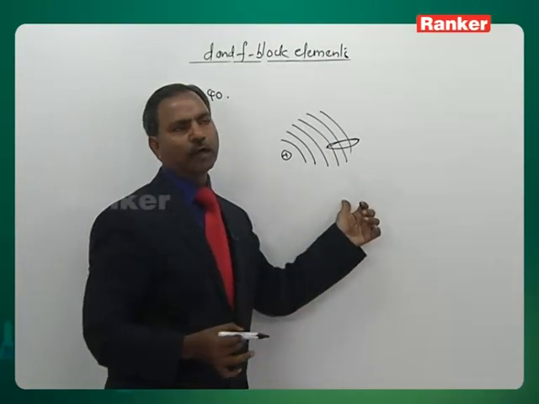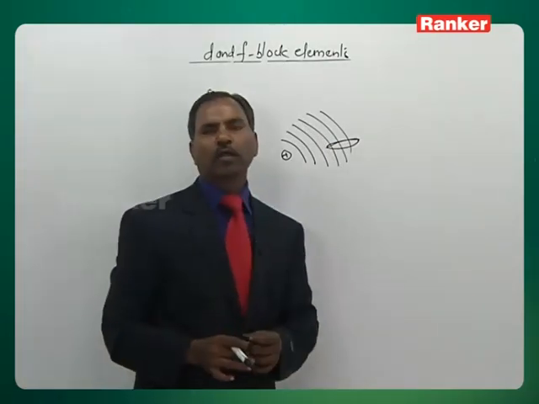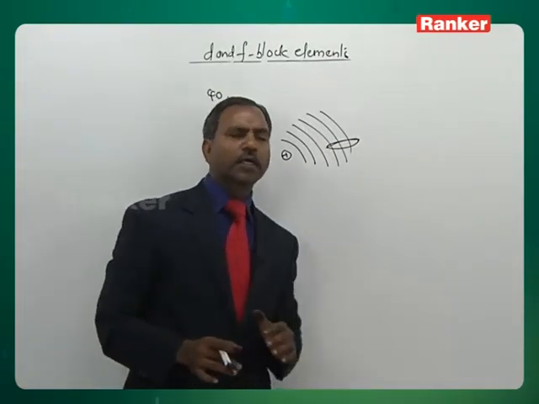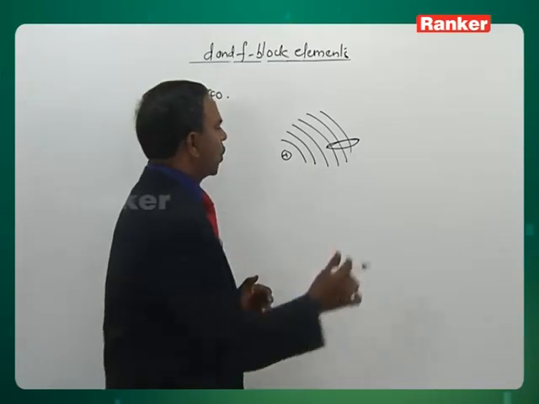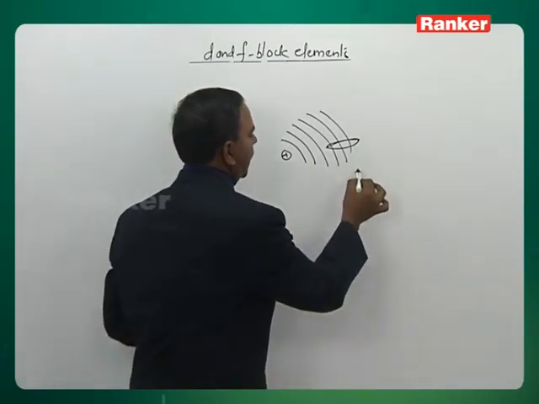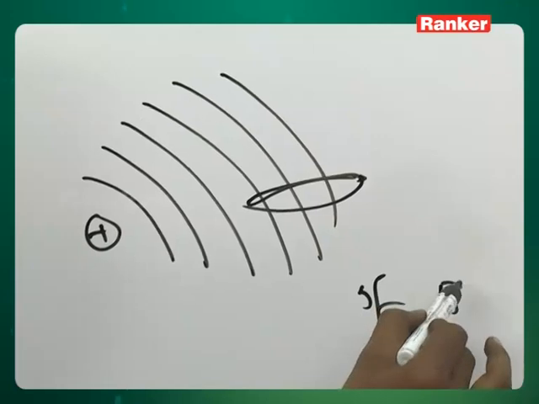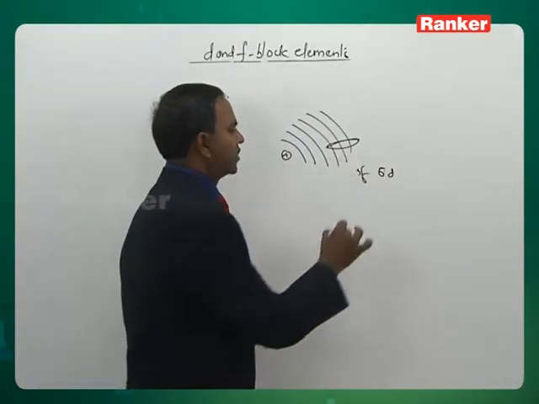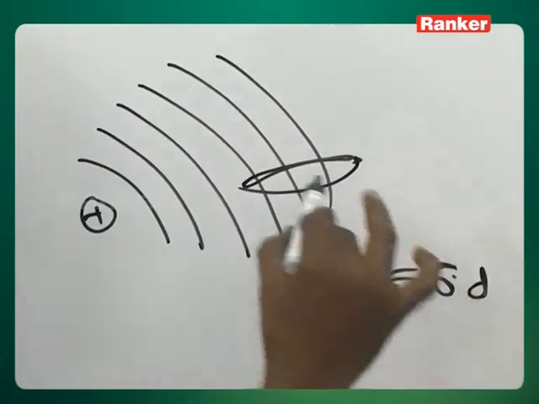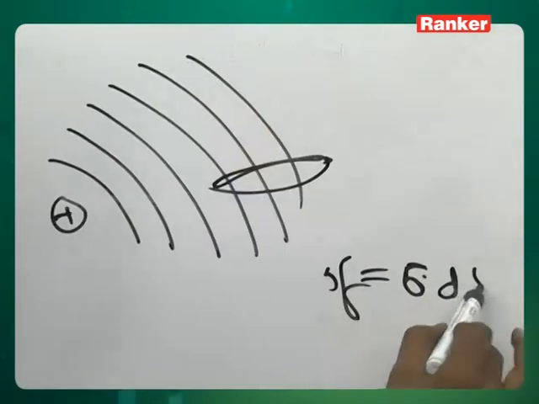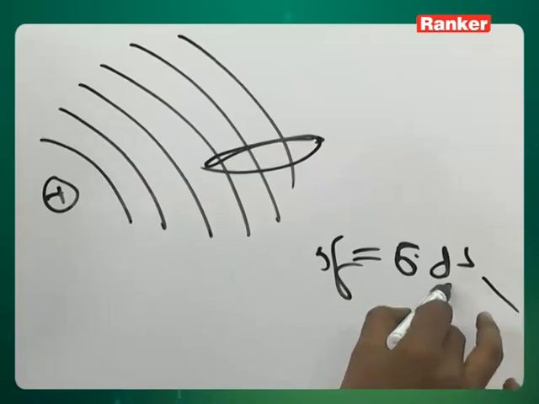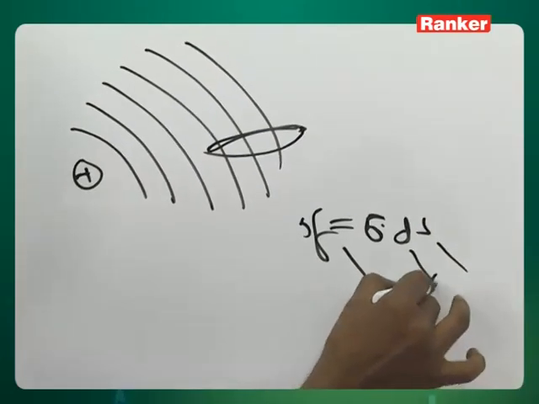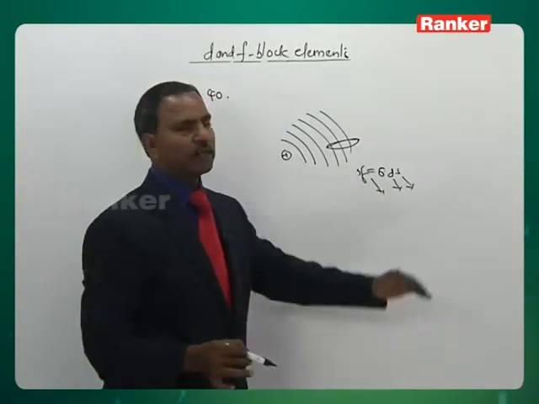This is the reason why these actinides are exhibiting variable oxidation states. If you compare with the lanthanides, the energy difference between 5f and 6d orbitals is less. Therefore, electrons from s orbitals, d orbitals, and f orbitals can easily be involved in the reactions.